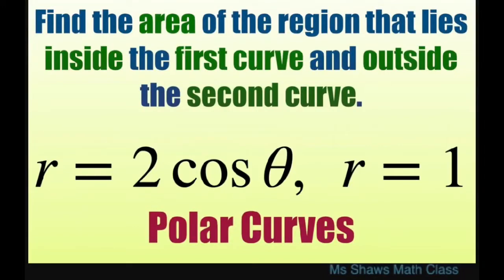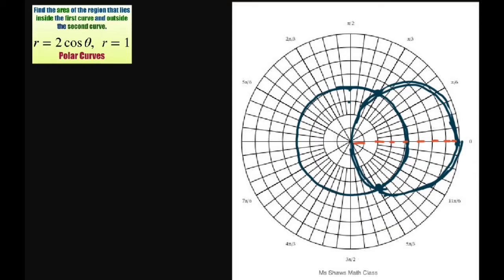Hi everyone, we're going to find the area of the region that lies inside the first curve and outside the second curve. Basically, these are both circles. The second curve is this one. It's the easy circle with a radius of 1, so this one is r equals 1. The first curve is a circle as well, but it is shifted to the right by 2 units.